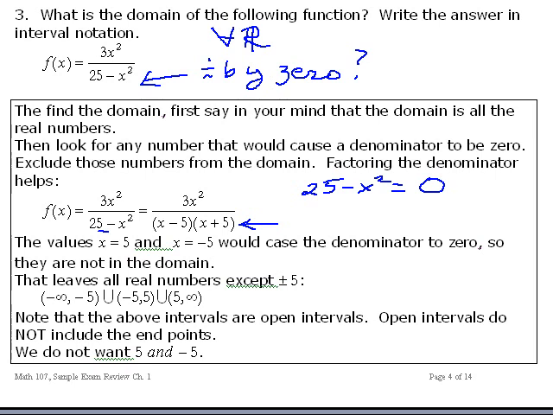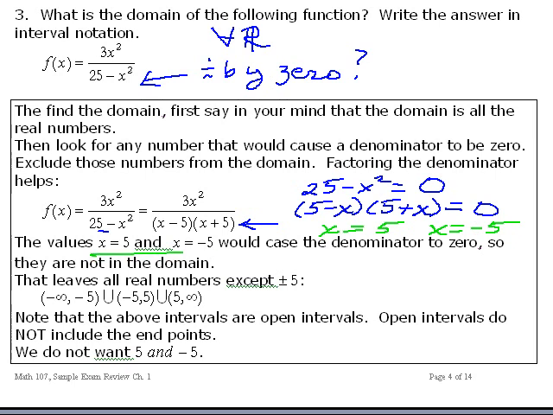This is one of those special forms where it's the difference of two squares. Right? And it works like this. So it's 5 minus x times 5 plus x, and if you FOIL that out, you will find that you end up with 25 minus x squared equals 0. And you want to find out where that would happen. And of course, it's going to happen when x is 5, or when x is equal to negative 5. All right, and that's written right here. Those are not in the domain. They have to be thrown out of the domain.